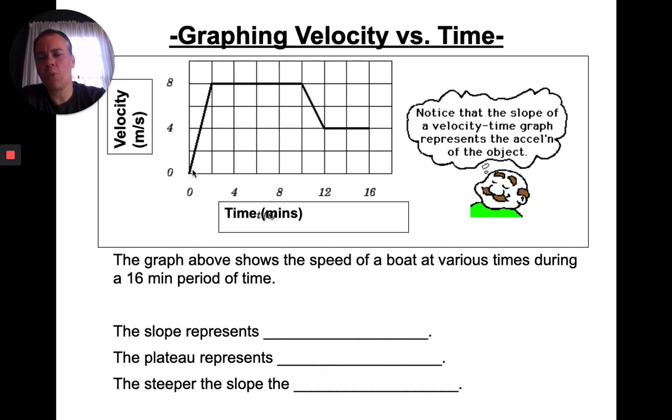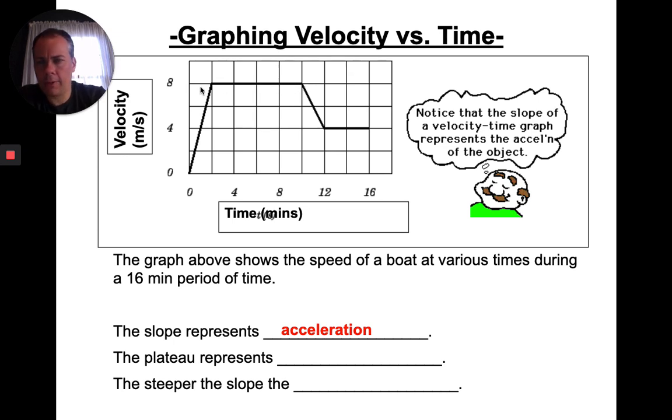So think about what's happening here. At the very beginning, and this is minute 0, in the first couple minutes, what's going on? Well, the line is increasing. So what does that mean? Well, it means the velocity is increasing for the first 2 minutes. Okay, then that means it's accelerating.